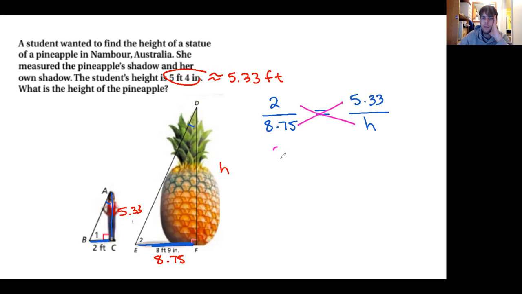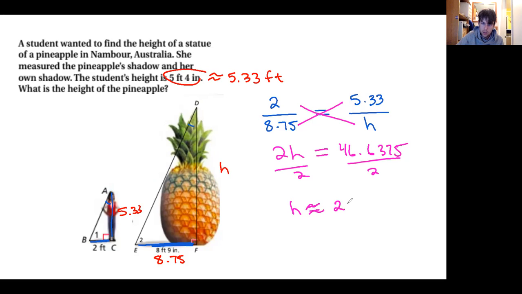Cross multiply, we get 2h equals, let me do this calculation real quick, 8.75 times 5.33. That's 46.6375. Divide everything here by 2, and we find the height is, and I'm going to round this, approximately 23.3 feet. The number I got here is 23.31875.